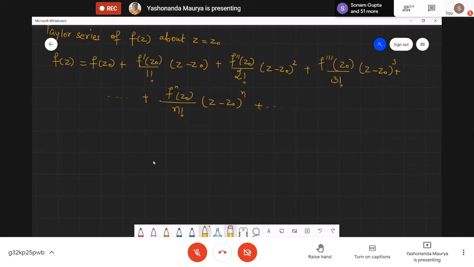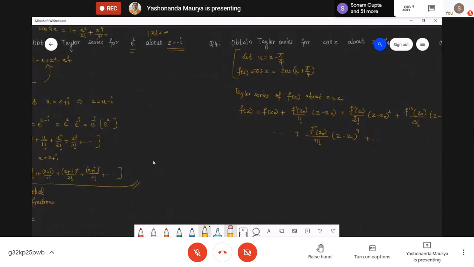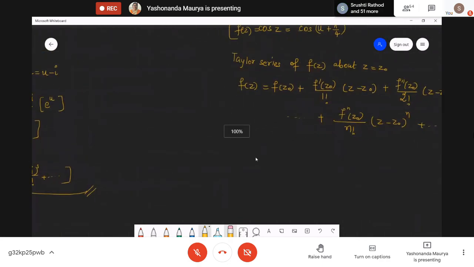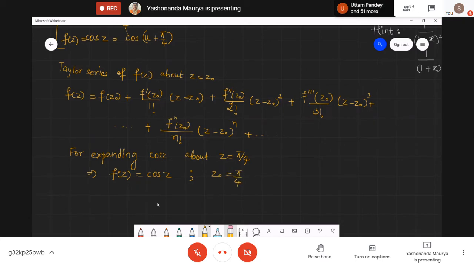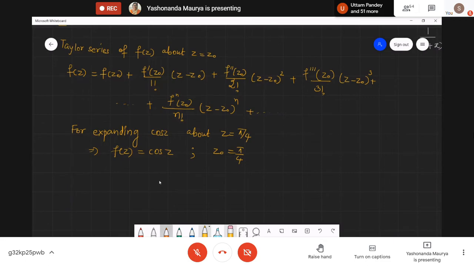So what we have to do over here is, in place of z0, right now it is pi by 4. In our case, for expanding cos z about z is equal to pi by 4, this means f of z that we are going to consider is cos z, and z0 is pi by 4. Okay, so what we need to do is evaluate these terms.